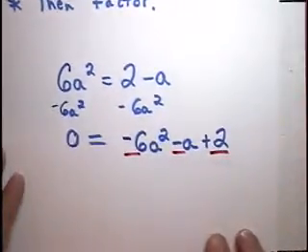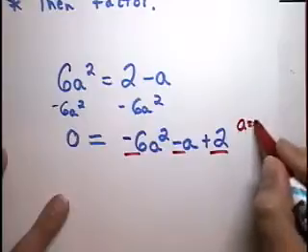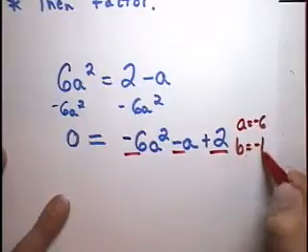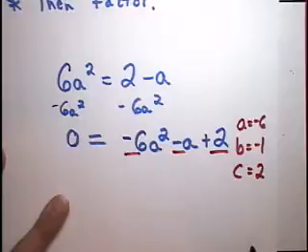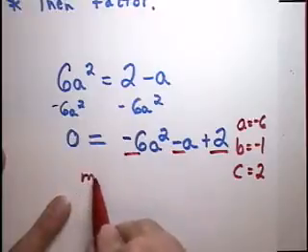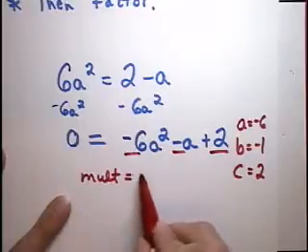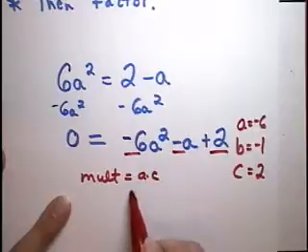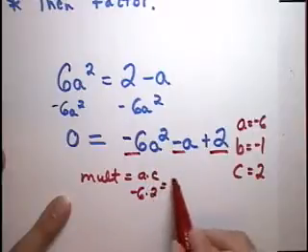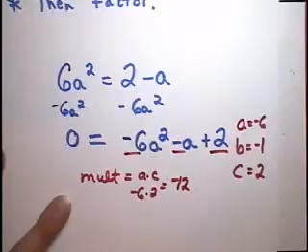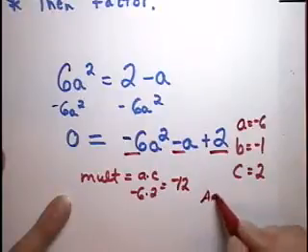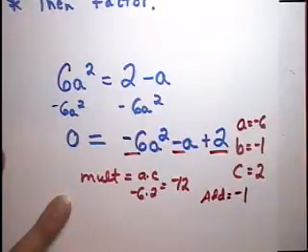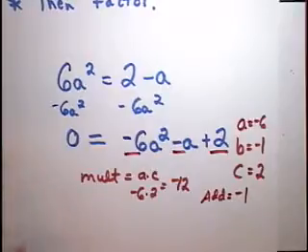So in this problem, a is the -6, b is -1, and c is 2. So I'm looking for two numbers that multiply together to give me a times c, which is -6 times 2, or -12. But I'm looking for them to add together to give me a -1, which is b. So two numbers that multiply together to give me -12, but add together to give me -1.